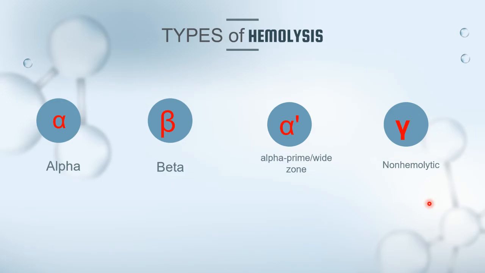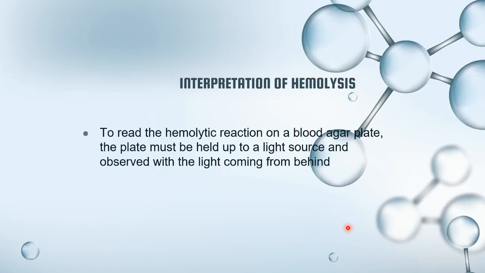So we have four types of hemolysis. We have the alpha, beta, alpha prime, and the gamma. Okay. So to read the hemolytic reaction on a blood agar plate, the plate must be held up to a light source and observed with the light coming from behind.